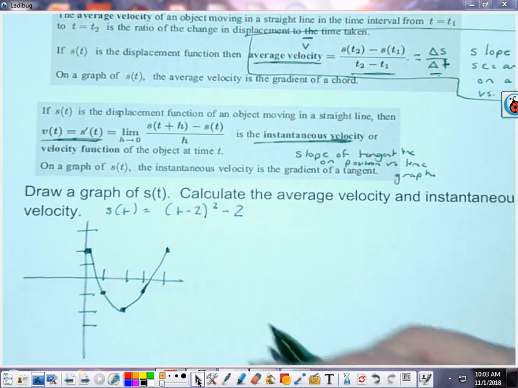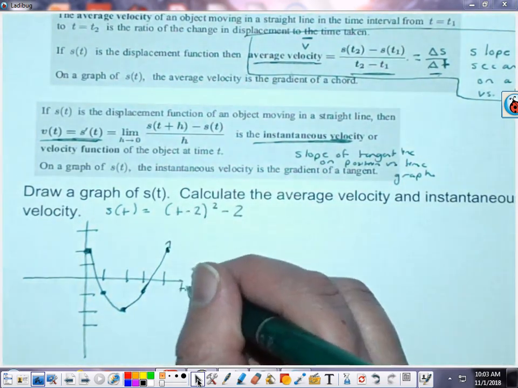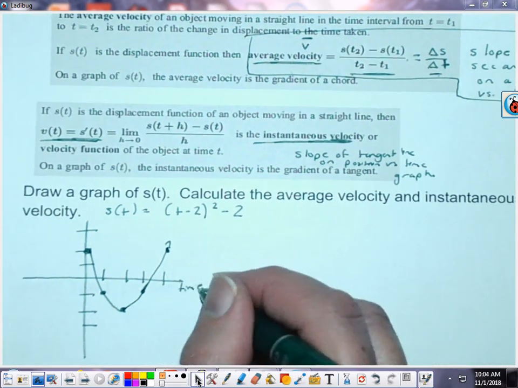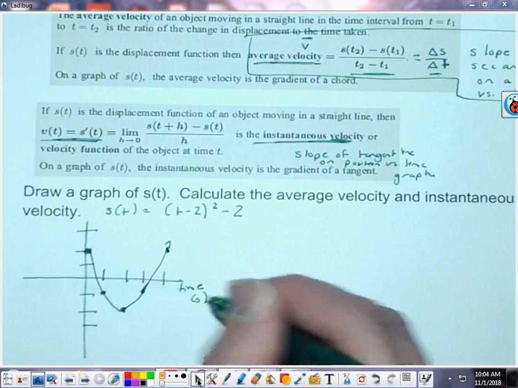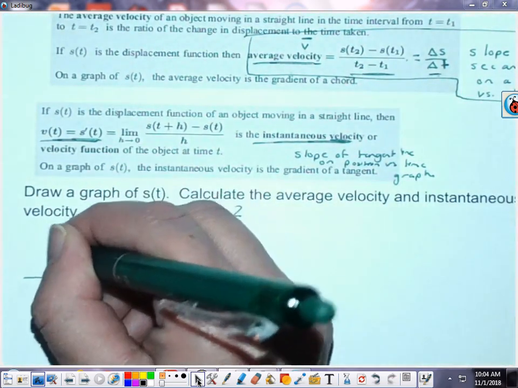Now it wouldn't make sense really to continue this for negative time, so when I graph this, this would be the time. I didn't say any units. Let's just go for some nice SI units. We can do our position in meters.